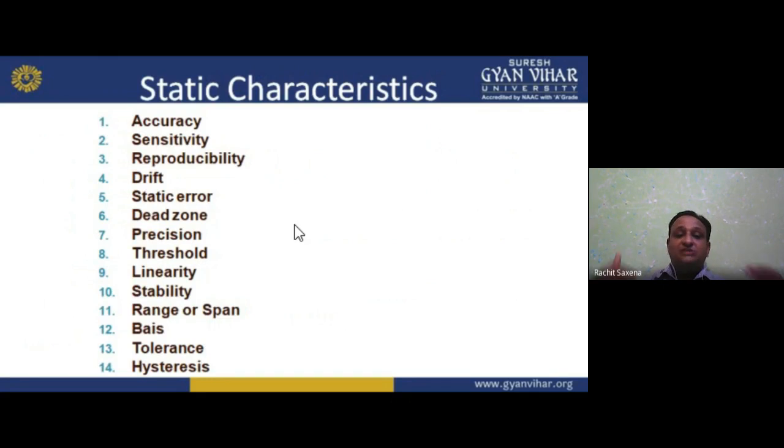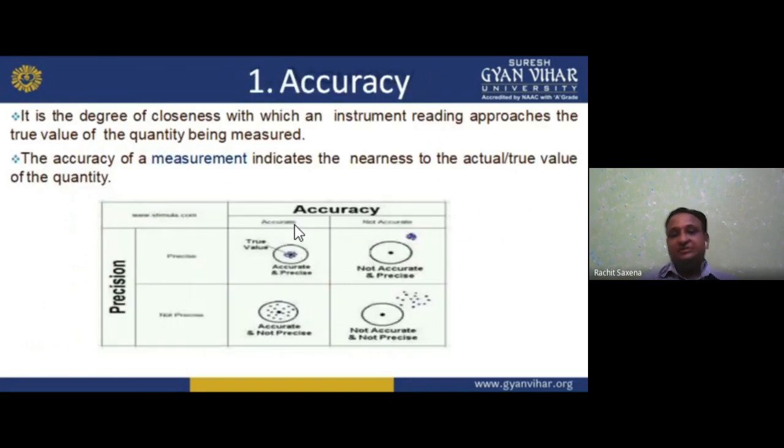Now if I am talking about the static characteristics, my dear student, we have 14 things. First is accuracy, second is sensitivity, third is reproducibility, fourth is drift, fifth is static error, sixth is dead zone, seventh is precision, eighth is threshold, ninth is linearity, 10th is stability, 11th is range or span, 12th is bias, 13th is tolerance, and 14th is hysteresis.